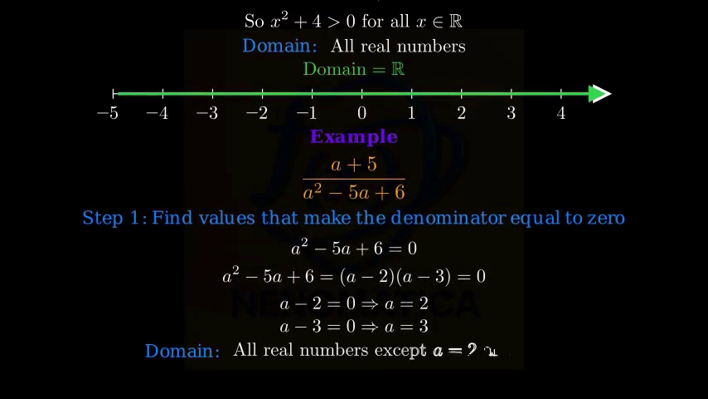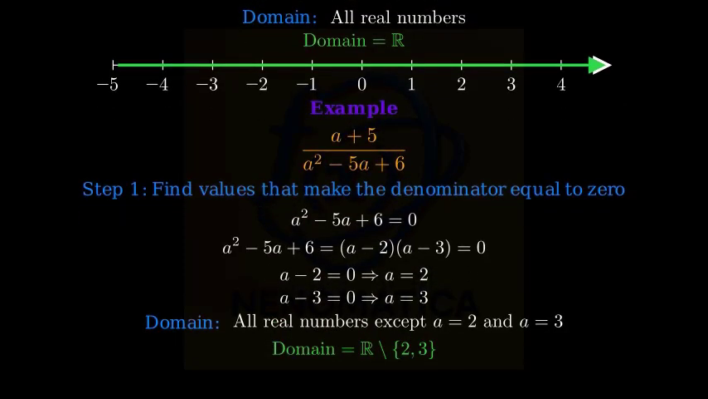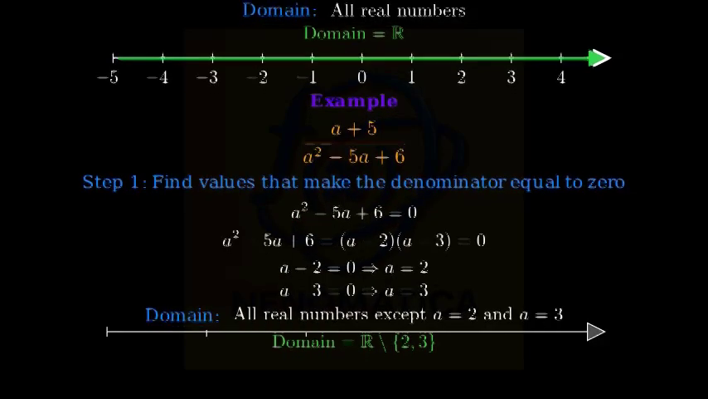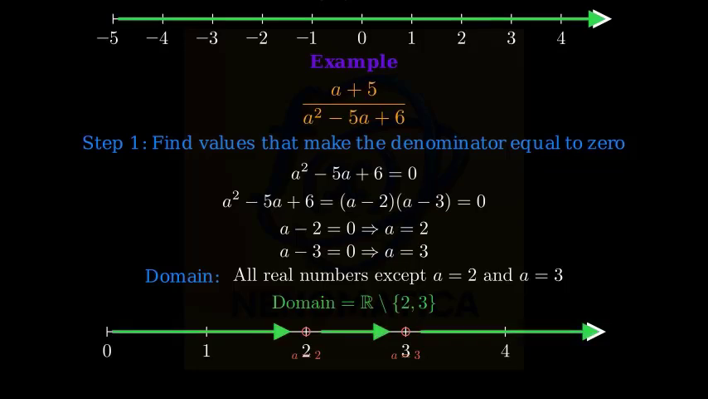Therefore, the domain of this rational function is all real numbers except a equals 2 and a equals 3. In set notation, we write this as the set of real numbers minus the set containing 2 and 3. Let's visualize this domain on a number line as well. Our domain includes all real numbers except at a equals 2 and a equals 3.